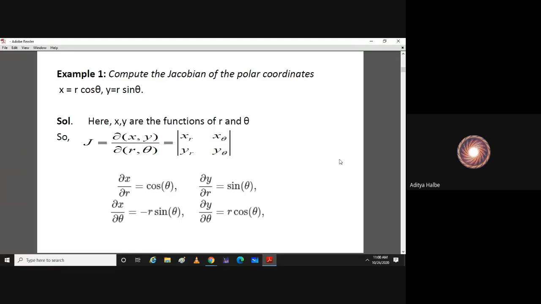Can you explain this? Which one? These derivatives. See, del x by del r, del y by del r. x is r cos theta. x is a function of r and theta. Now you are differentiating with respect to r, that means theta is constant. So cos theta is constant, right? So what is the derivative of r with respect to r? 1. Therefore, this is cos theta. Okay, x with respect to r is cos theta.